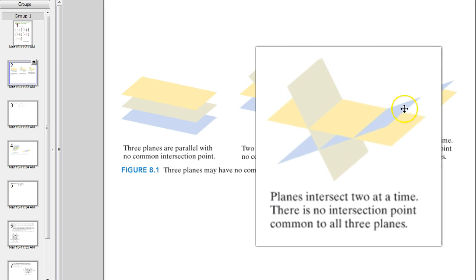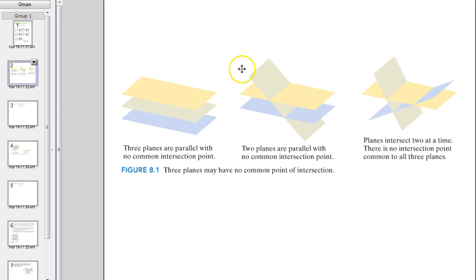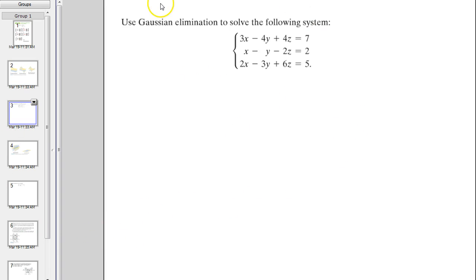Or they could have none of them necessarily parallel, but they still don't intersect at a common point. So this is what it looks like when we have an inconsistent system with 3 variables, 3 linear equations with 3 variables. It just means the planes don't intersect at a common point. Alright, now let's do this system.